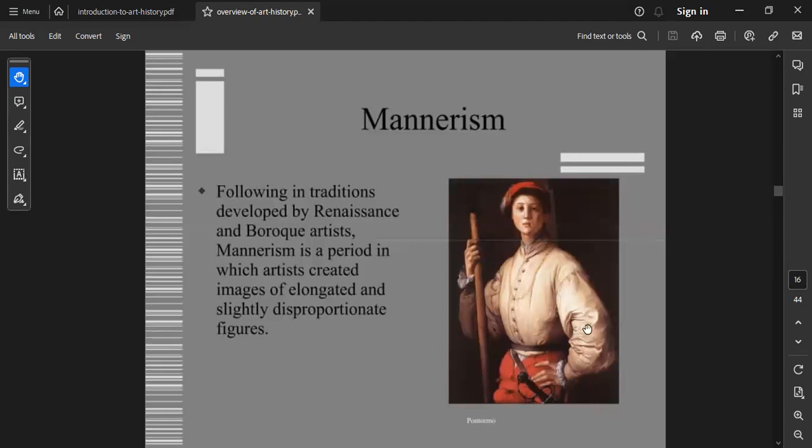So here you can see the hand. This part is very long. It is way too long. If you look at the distance from the shoulder to the elbow, it is very long, right? Even here also, this distance. So some kind of disproportionate thing will be there.